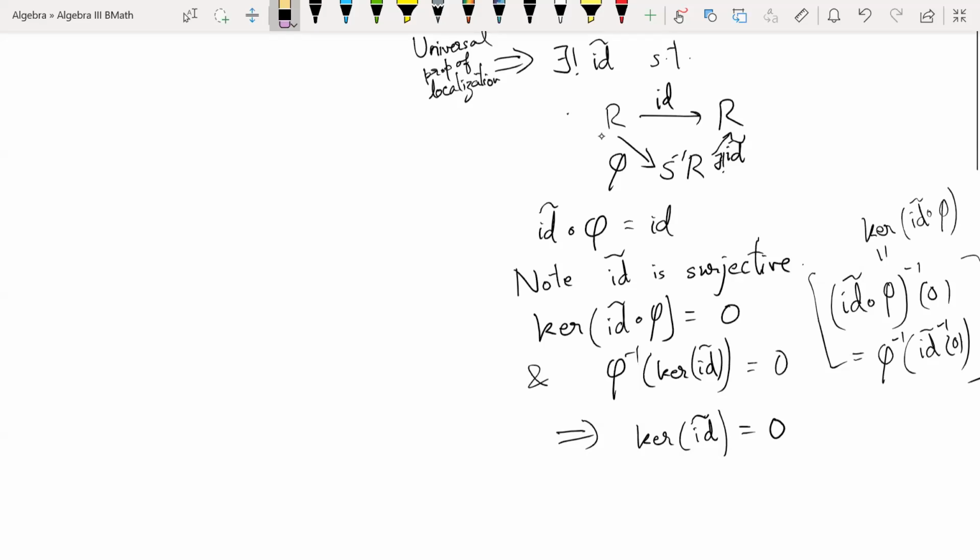So you can as well check it element-wise. You can check R over 1. So the map, in fact, you can check what it does. R over S will go to, remember this sense, by our description, R over S will go to S inverse, identity of S inverse, which is just S inverse times R, which is again R over S. So it is the identity map in some sense, written in a funny way.